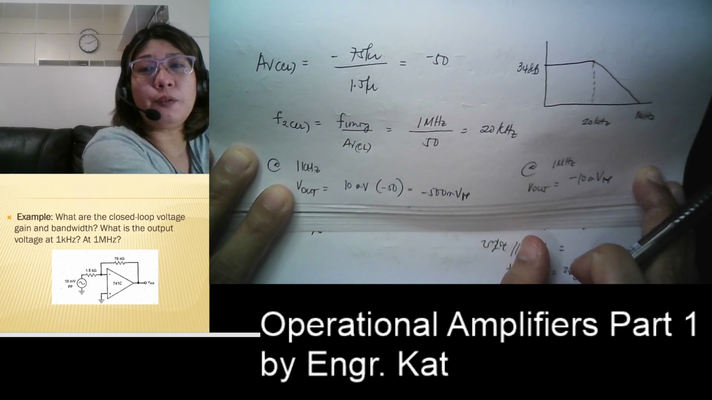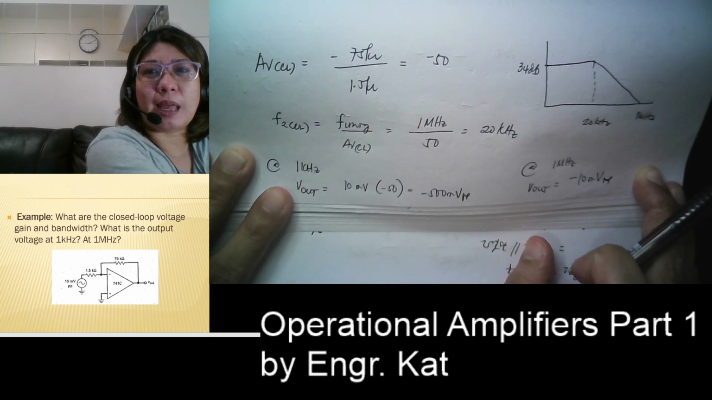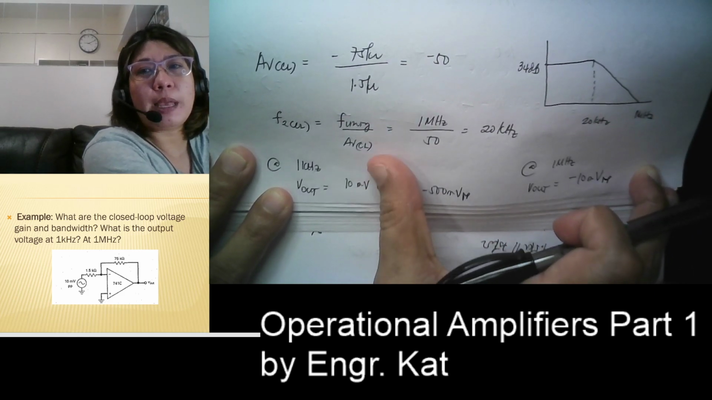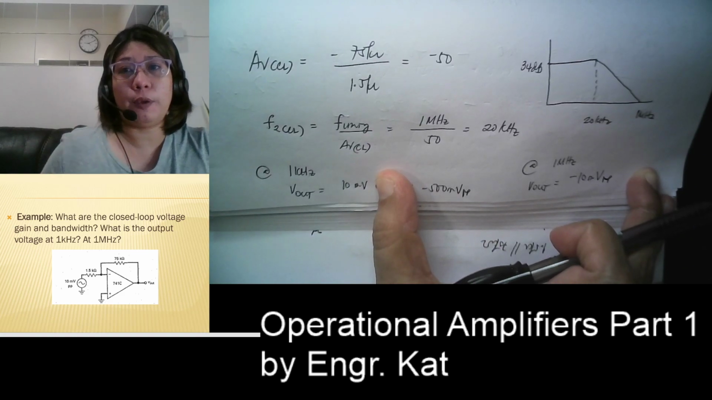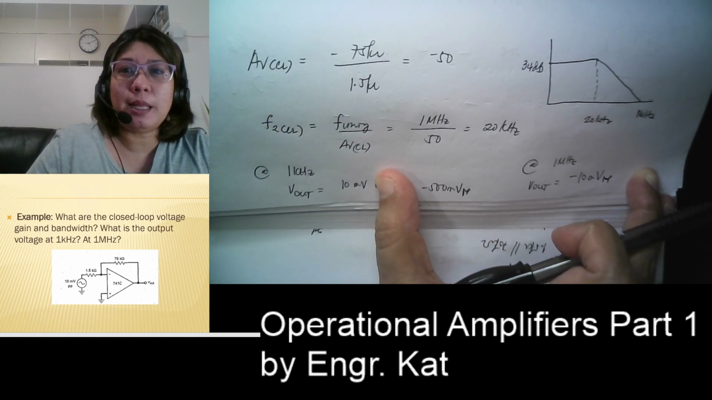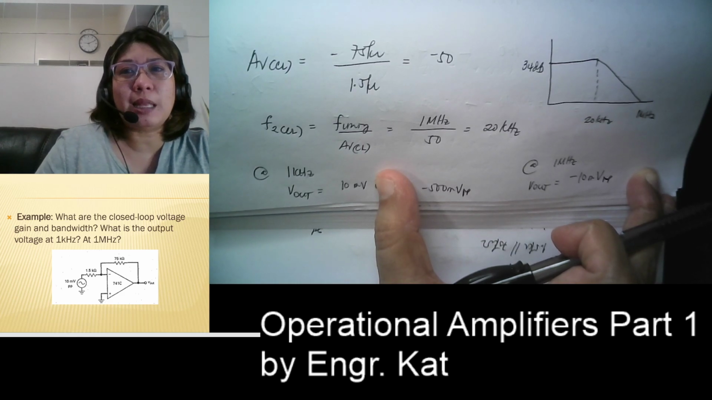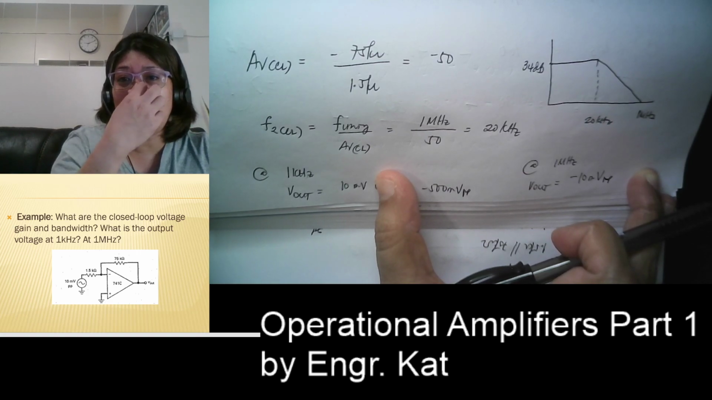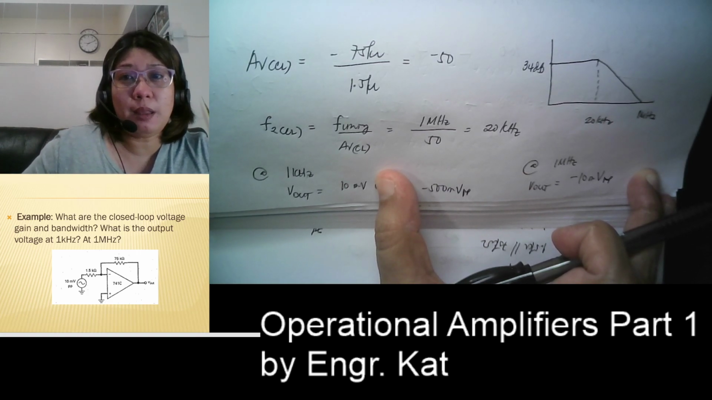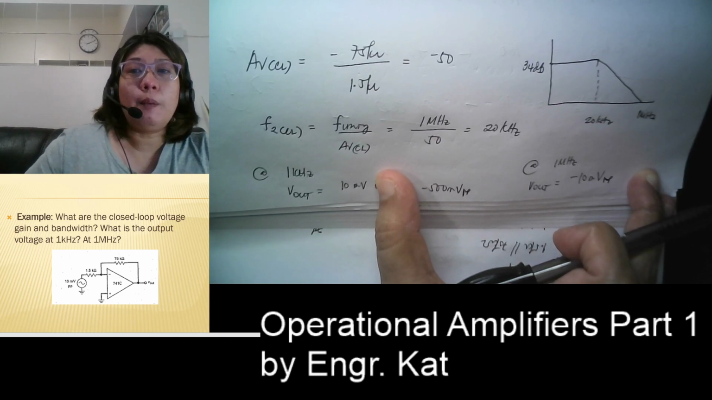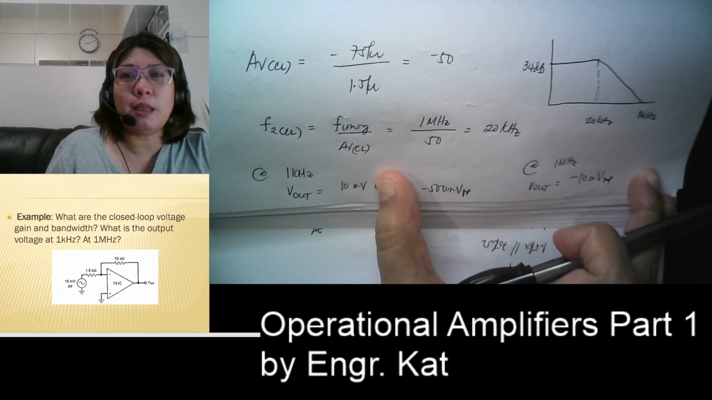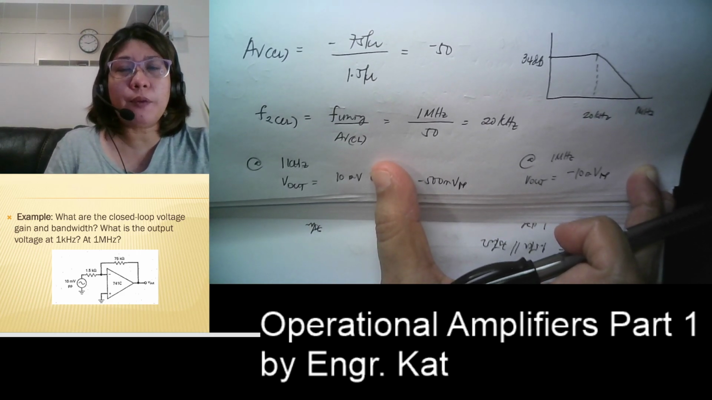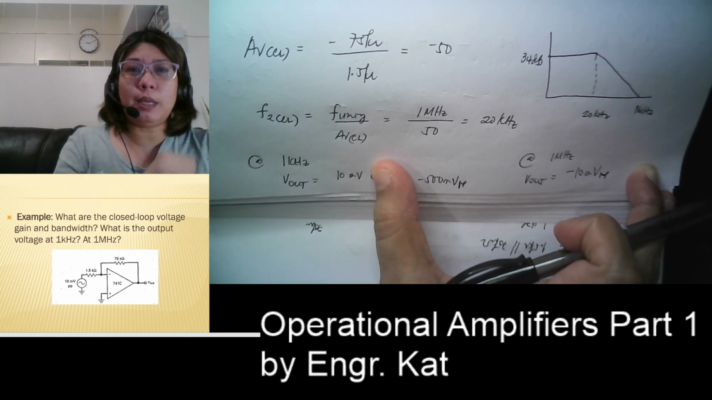Since we have a 741, our F unity is constant. It is a standard value which is equivalent to 1 megahertz, divided by our closed loop voltage gain which is equivalent to 50. No need to place the negative sign anymore because we don't have such a thing as a negative bandwidth. The negative sign is very important in the gain because it will signify whether you are using an inverting or a non-inverting amplifier. So we have here 1 megahertz divided by 50, so that will give you 20 kilohertz.